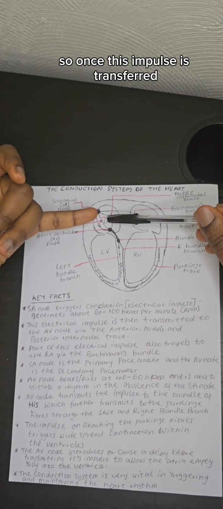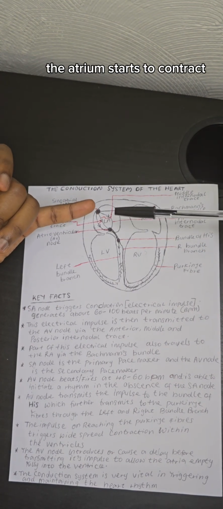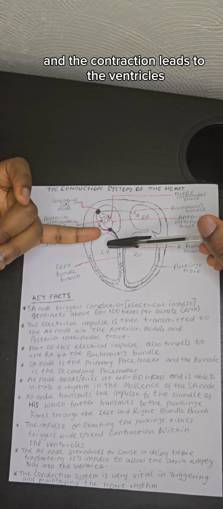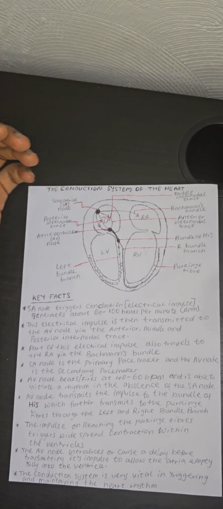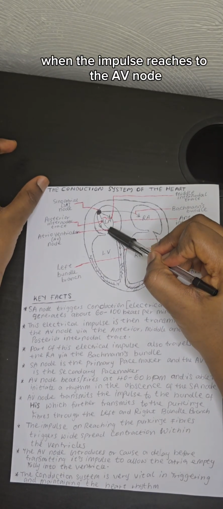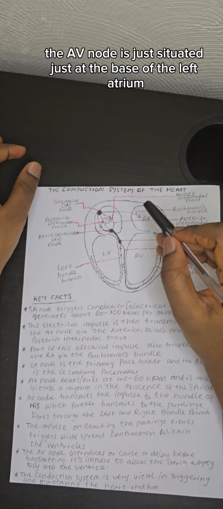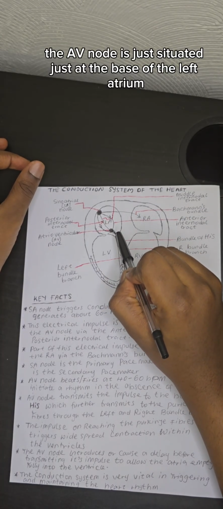So once this impulse is transferred, the atria starts to contract, and the contraction leads to the ventricles, the left and right ventricles, filling up with blood. The AV node is situated just at the base of the right atrium.